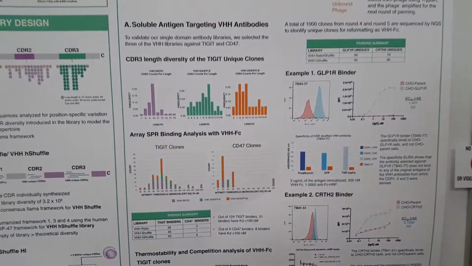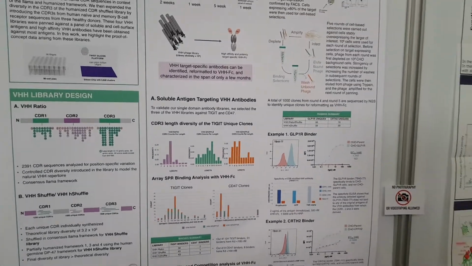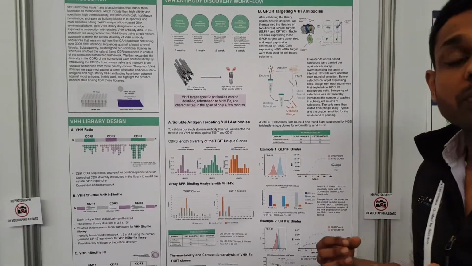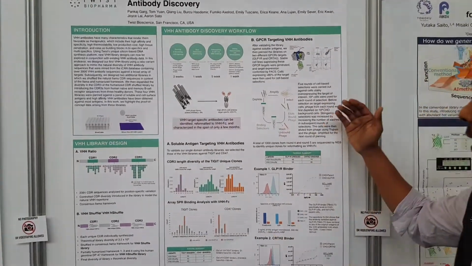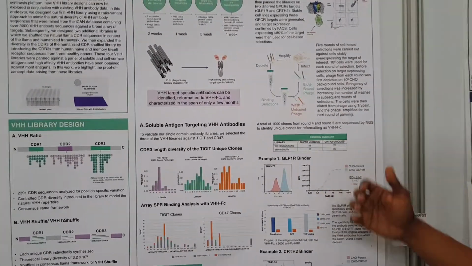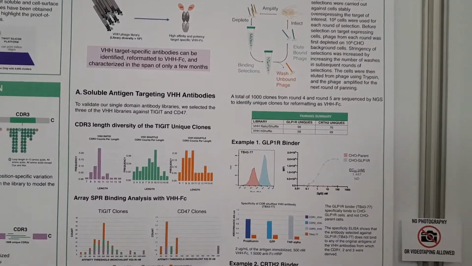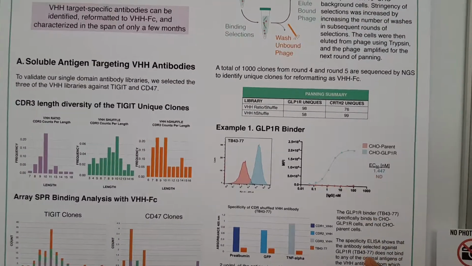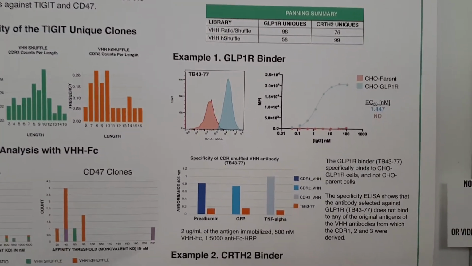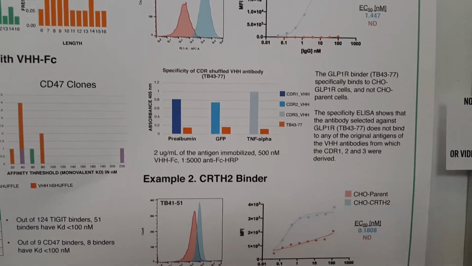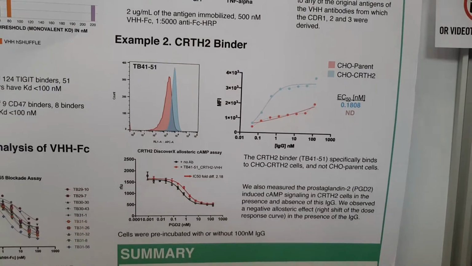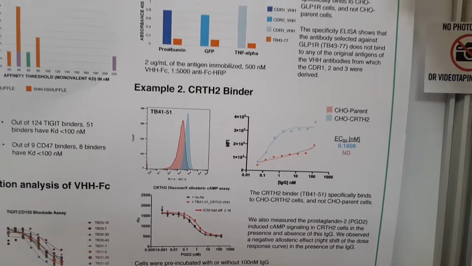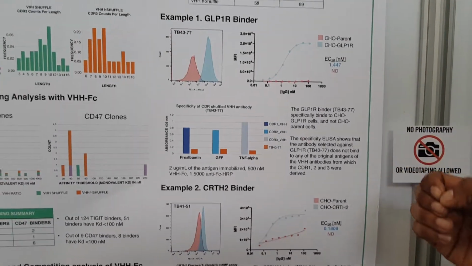We've also used these libraries, as I mentioned earlier, to pan against GPCR targets, and these are cell-based pannings. Here I'm showing two examples from the GPCR panning, one being GLP-1R, the other CRTH2. For both of these targets, we were able to pull unique binders that bind only the cells expressing the target of interest and not the background cells.